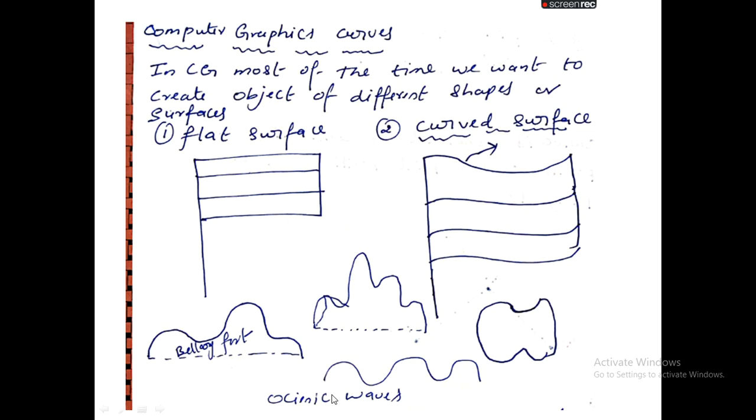Or you can see the oceanic waves. The waves are the best example of curved surfaces. And I drew one flag here as a second example. The same flag I drew using curved surfaces. So now we need to learn how to create curves in computer graphics. Let's begin with the definition of a curve, the equation of a curve, and the various types of curves computer graphics supports.